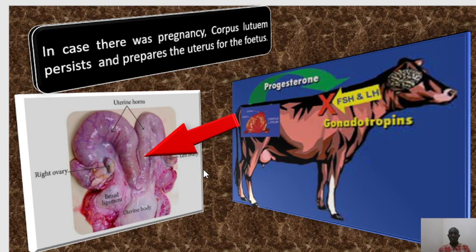There are various factors that affect an animal in reaching its puberty. For example, nutrition. Animals which are poorly fed always take longer to attain puberty. We have diseases, we have breeds. These local breeds take long to reach puberty. That's all.